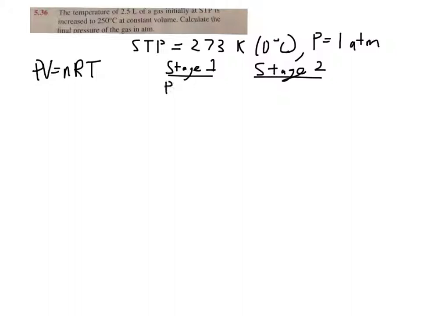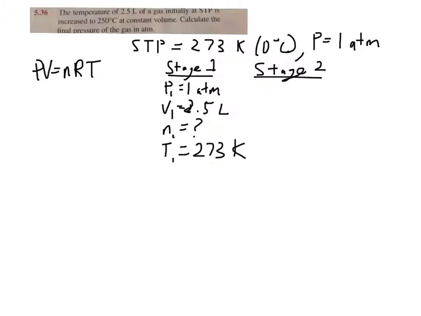At stage 1, our P1 is STP, so that's 1 atmosphere. Our V1 is 2.5 liters. Our N1 we don't know. And our T1 is 273 degrees Kelvin. Don't use Celsius. Now let's look at stage 2.